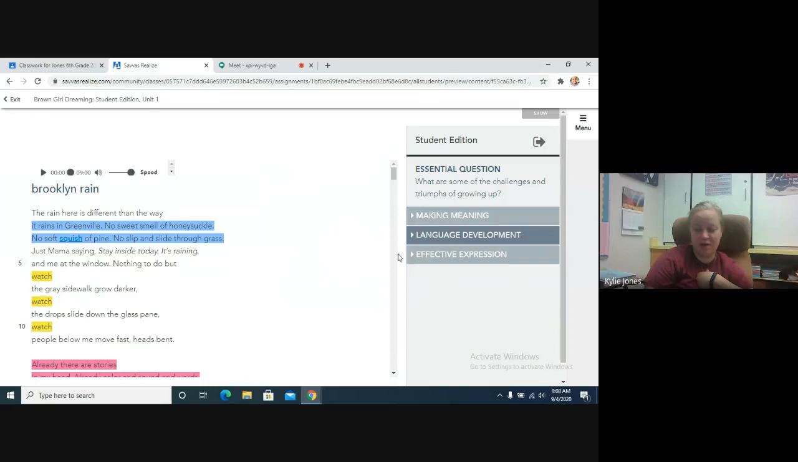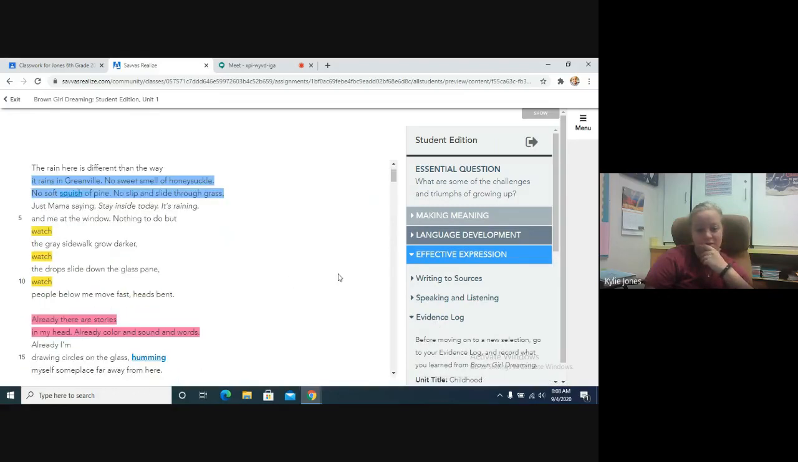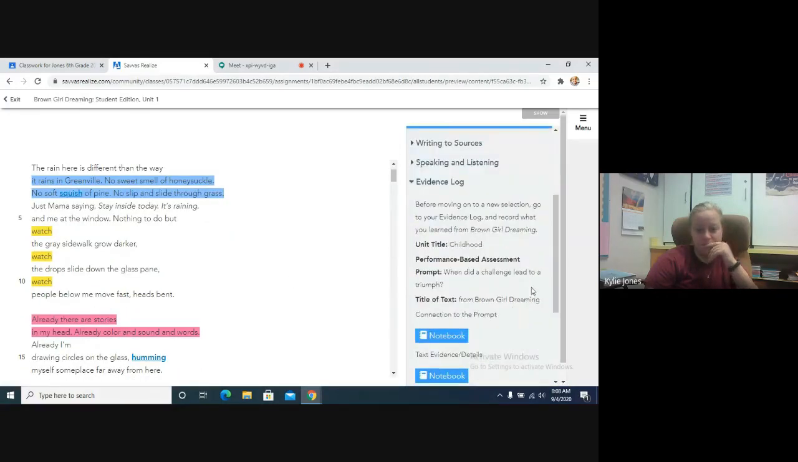So we're good. But under effective expression right here, there's one last thing that we need to do, which is the evidence log. So we're going to click that one open and fill it out, basically. So it says, before moving on to a new selection, so the next story we're going to go to, we're going to record in our evidence log what we learned from Brown Girl Dreaming. So this is going to be kind of specific to you. I can't give you too many answers on this part, because it's what you have learned from it, not me.